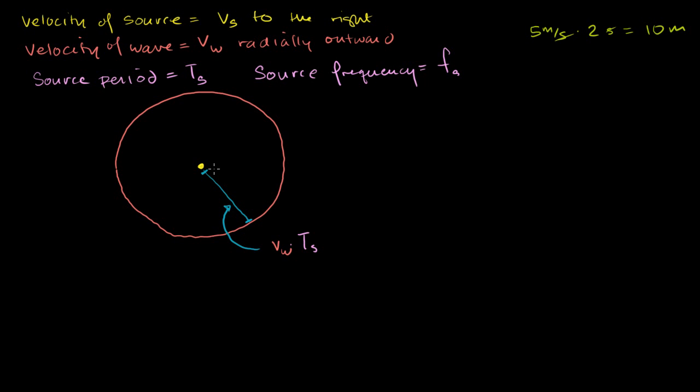I know it's abstract, but just think, this is just a velocity times a time. If this was moving at 10 meters per second, and if the period is 2 seconds, it will have gone 10 meters after 2 seconds.